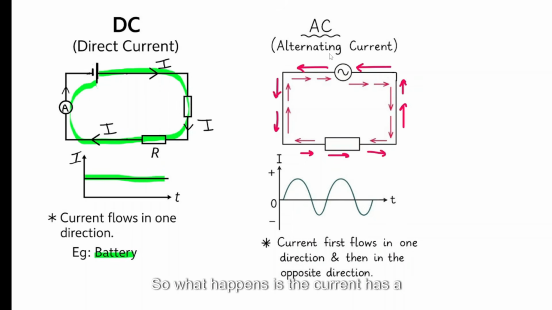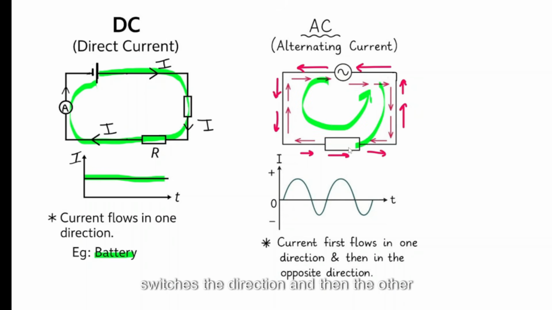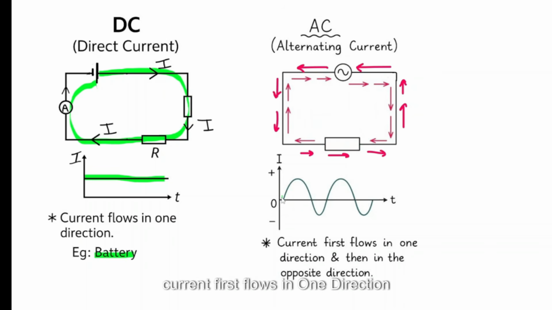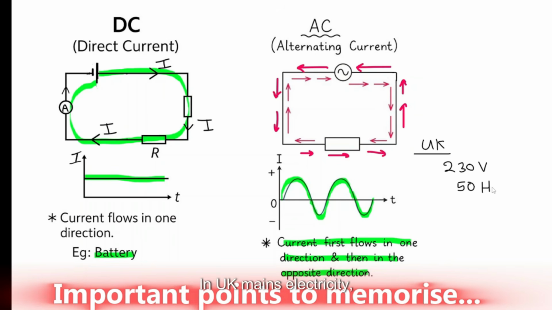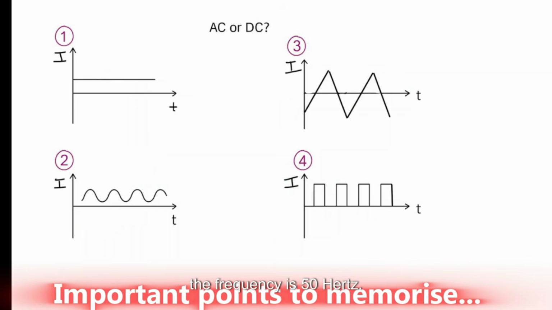So what happens is the current has a positive component, it goes in one direction and then it switches the direction and then the other direction again. So current first flows in one direction and then in the opposite direction. Now here you need to know that UK mains electricity is AC and the voltage is 230 volts. Frequency means the number of times that it changes direction per second. In UK mains electricity, the frequency is 50 Hz.